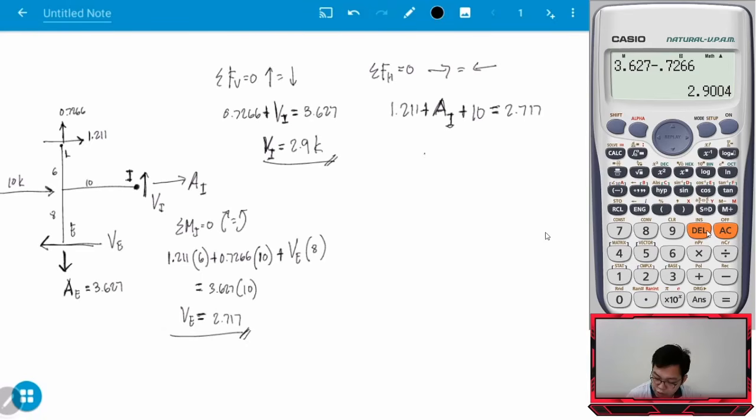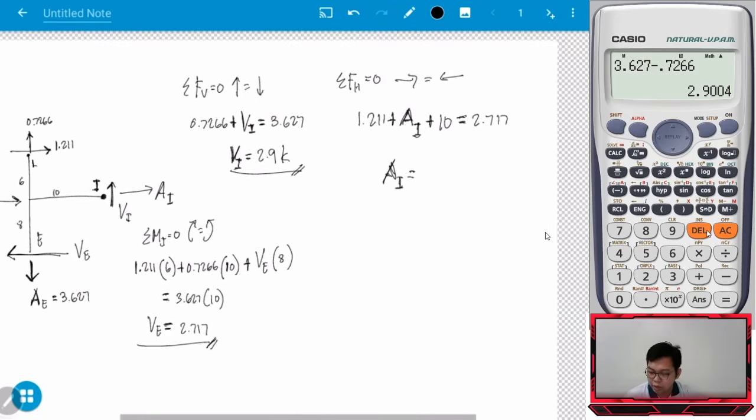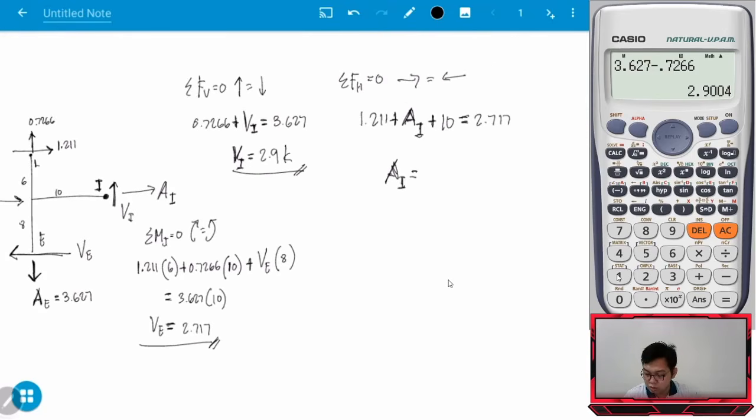So therefore, you can now solve for AI. Okay? So ano yung value ng AI natin? 2.717 minus 10 minus 1.211. Okay? So that is actually negative 8.494. Okay, so check na natin kung same ba tayo ng sagot sa kanya.